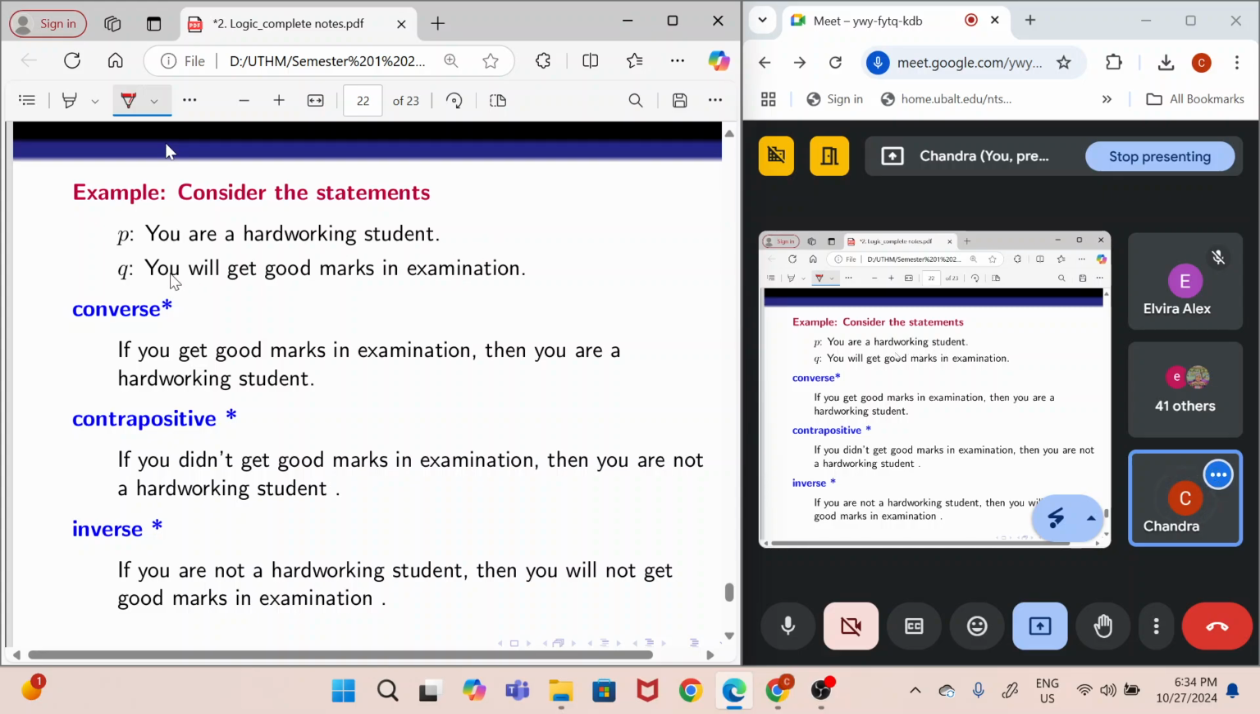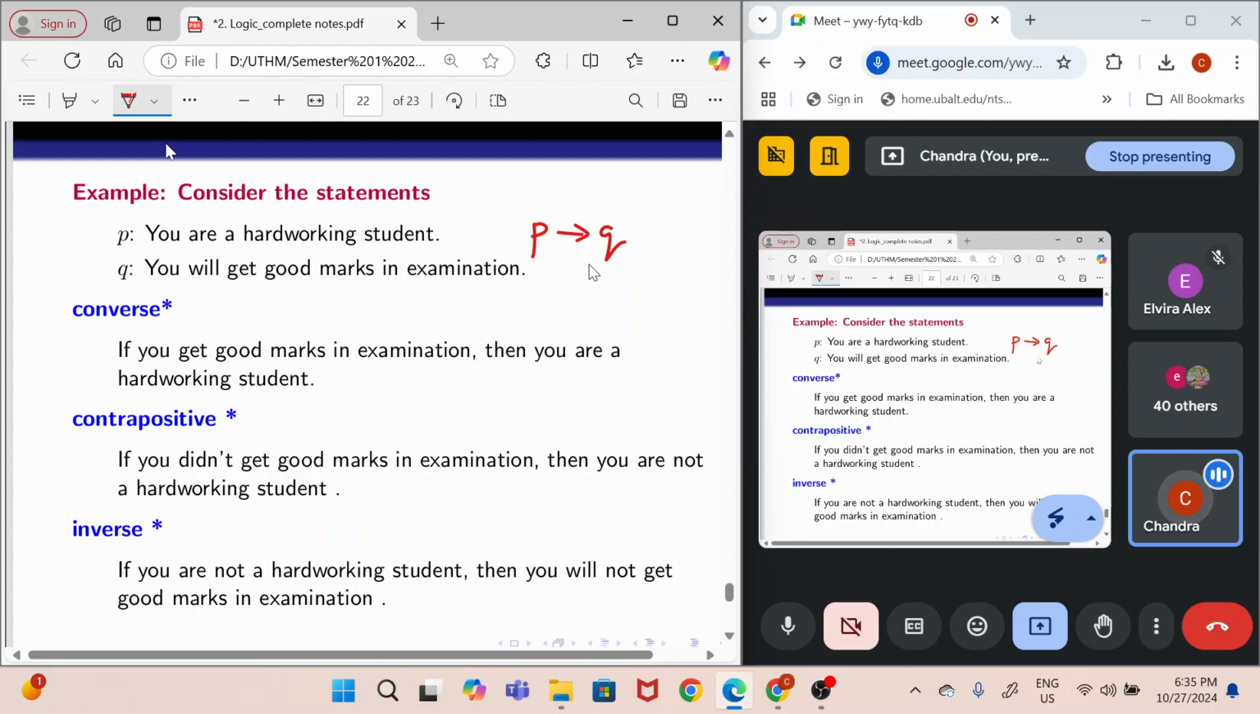If you are a good, hardworking student, you will get good marks. So normally, the statement will be P implies Q. If you are a hardworking student, then you will get good marks in examination. That is the normal implication.